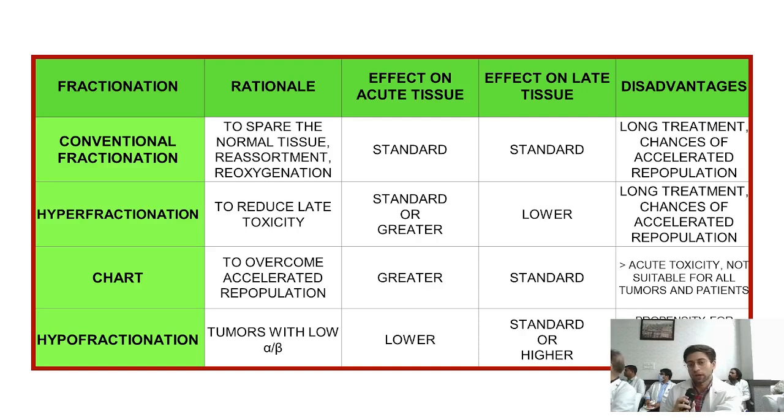And the next one is hypofractionation. Usually we do it for the tumors with low alpha beta ratio. That would be tumors with, example will be the breast and the prostate cancer. The effect on the acute tissue will be lower, and the effect on the late tissue will be standard or higher. But again, the disadvantage is that there's a higher late tissue toxicity, and that's a problem for us.